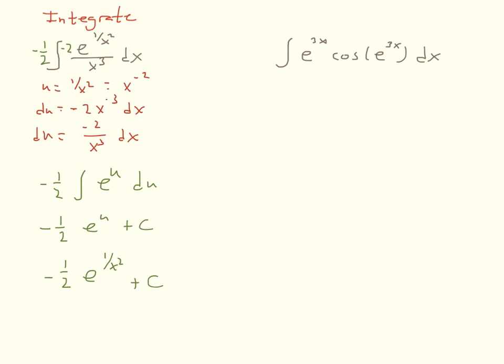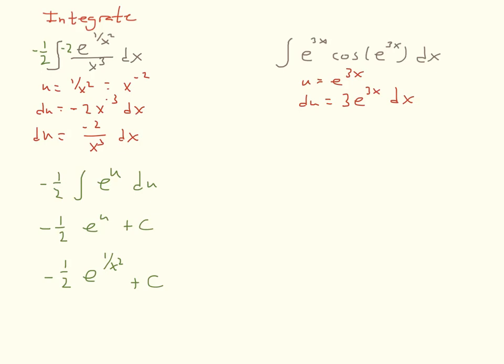Now let's take a look at the second function I have here: the integral of e to the 3x times cosine of e to the 3x dx. In this case, we do have a substitution to make, but unlike the first problem where I let u be the exponent, here u is going to be the e to the 3x. So I'm going to let u equal e to the 3x. So du is going to be the e to the 3x times the derivative of the exponent, which is 3e to the 3x dx.